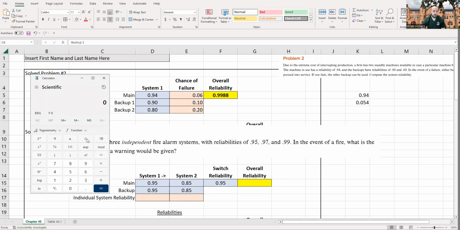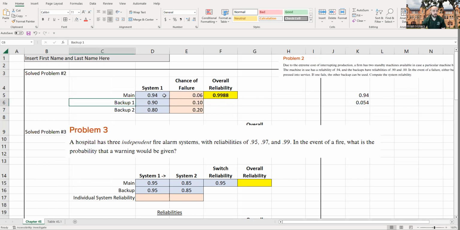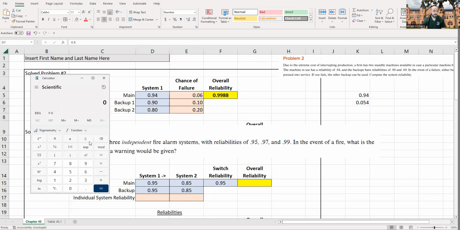Now, by having a second backup, the chance that I need a second backup is going to be equal to the chance of failure here times the chance of failure here, because they both have to fail in order for me to get to backup 2. And if you watch the other video, that's what I was doing wrong there. I wasn't factoring in that it's this times this times this, and that's where I was getting lost. So the chance of first reliability is 1 minus 0.94.